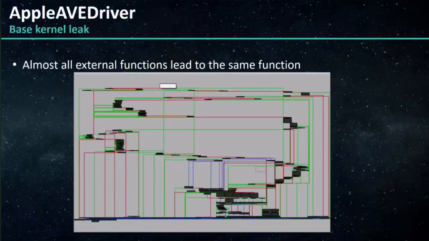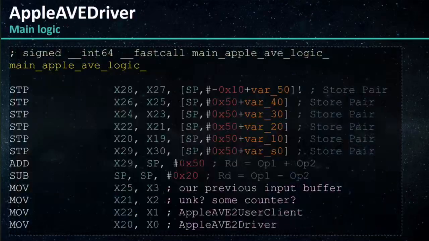So that's how the main logic looks. Really unpleasant if you have to do a quick reverse engineer. Nevertheless, I had to reverse engineer it to understand what's going on. So let's quickly brief it. The driver is put into X20. The user client, the communication channel of the user, is put into X22. Something which we are not exactly sure what is put into X21. And X25 is our input buffer.